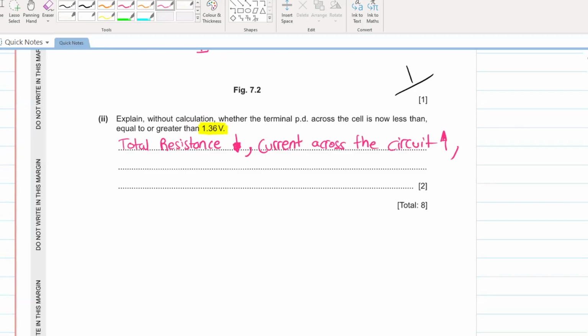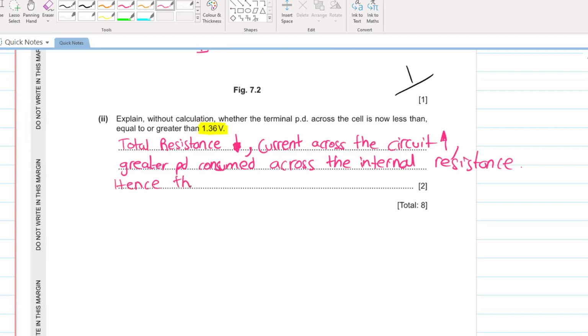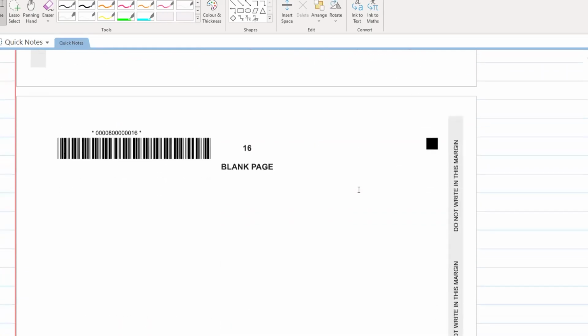What will you say, beta? Aage kya likhoge? Greater potential difference consumed across the internal resistance. What will be your last point? Hence, the terminal potential difference decreases. This marks the end of this paper.